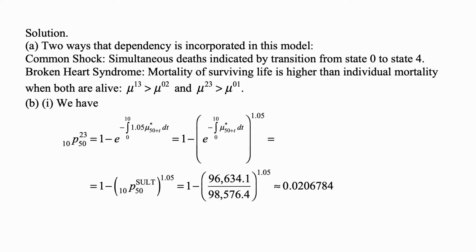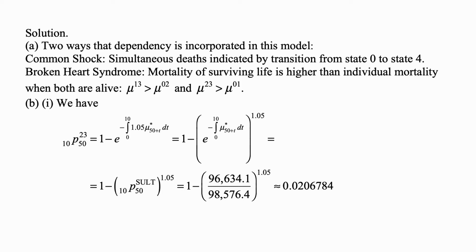For part B, part 1, we need to calculate 10p50 23, so the transition from state 2 to state 3. And that's 1 minus e to the minus the integral from 0 to 10 of 1.05 mu 50 plus t star dt, corresponding to the way this force of mortality 2, 3 works. It is equal to this expression that we have here, and the probability of surviving from it is e to the minus the integral of the force, but we are asking for the probability of transitioning from 2 to 3, so in a sense the probability of death from that force. And that's why this is 1 minus e to the minus the integral.